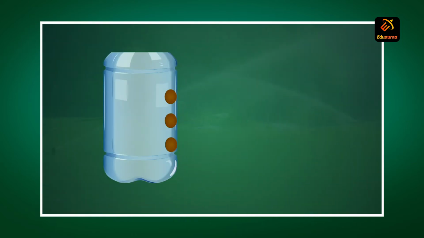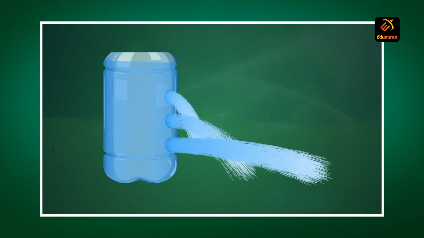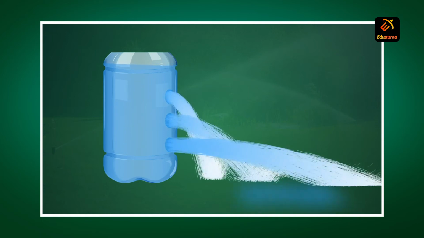Let's perform another activity. Take a bottle and now make 3 holes at 3 different heights. Fill the bottle with water. And now what you can see is water exiting from 3 holes at different speeds, that means different pressures.